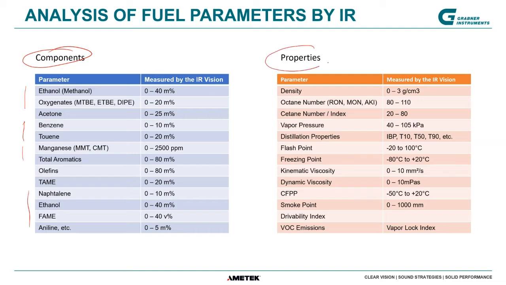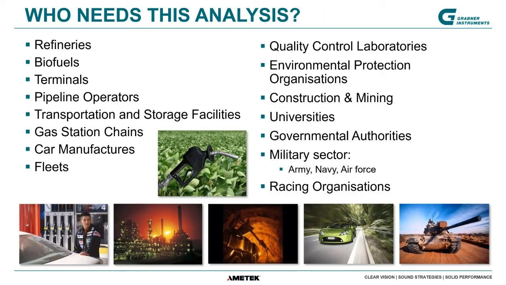And then you have things that we call properties. Properties because they are not concentrations and not directly measured by infrared, but indirectly through correlation databases. With the exception of the density, we have a built-in density meter, but octane number, cetane number, vapor pressure, distillation point, flash point, even freezing point, those are all correlated properties which you can train into the instrument. And these many parameters are allowing you to characterize a fuel very well, and that's why it's widely used.